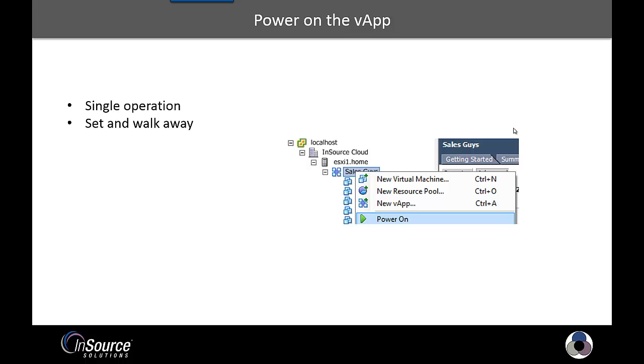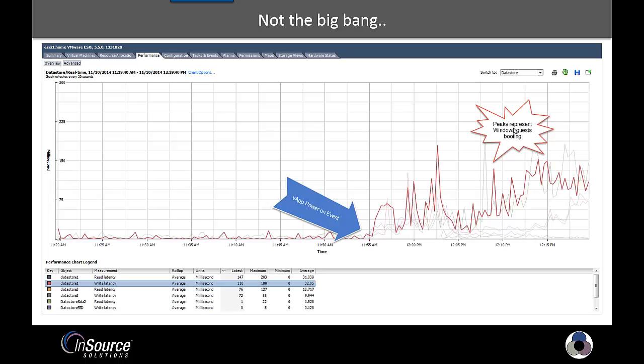The really neat thing about a vApp is it's a single operation. So you set it and walk away. I used to spend a lot of time having to power on a guest and wait, power on a guest and wait, and so on. And this just makes that much easier. Literally you right click on the vApp and you select power on, and behind the scenes vCenter server is managing the things that you have told it to do in terms of how long the delay to wait between powering on subsequent guests.